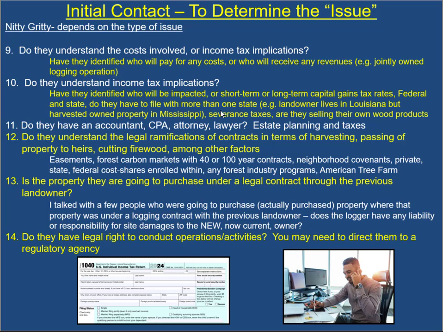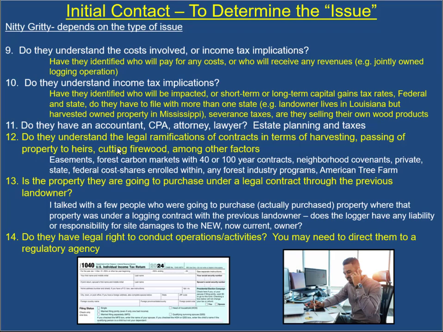I've had cases where a person lived in another state, and they had timber owned in another state. What income tax issues are going on there? Once again, you don't need to be an expert on all of that, but you need to let them know that's going to be an issue. Estate planning or taxes, right? Do they have an accountant, a CPA?